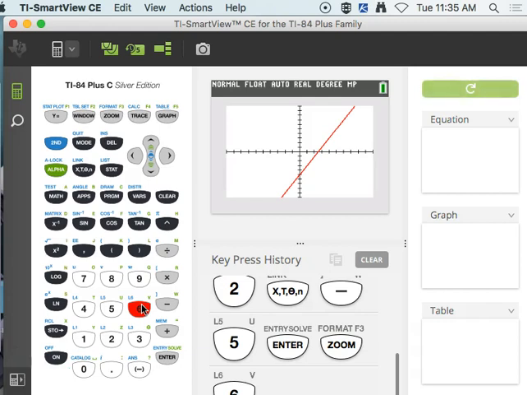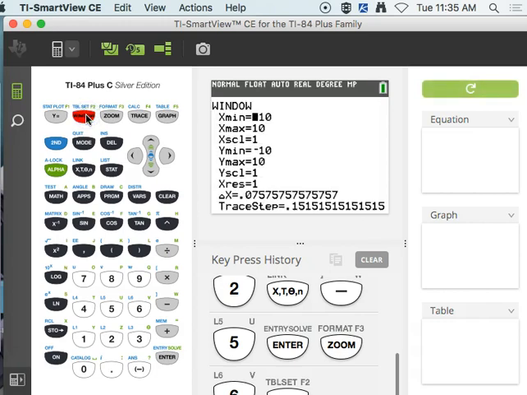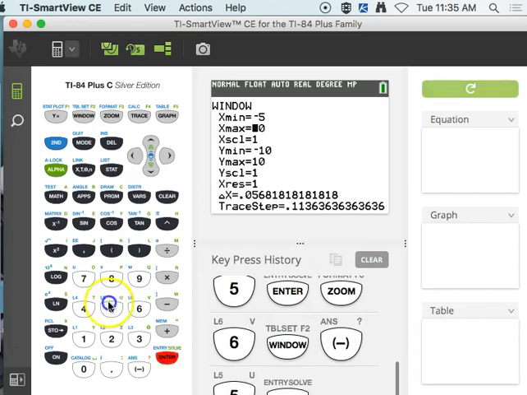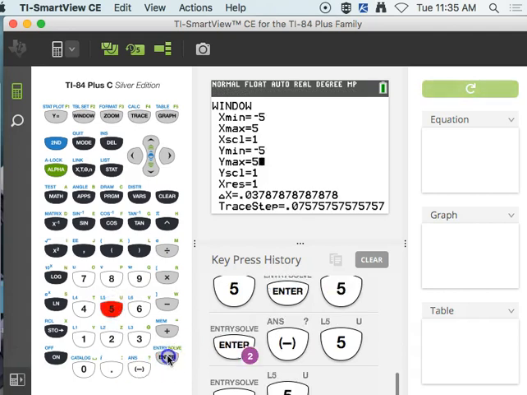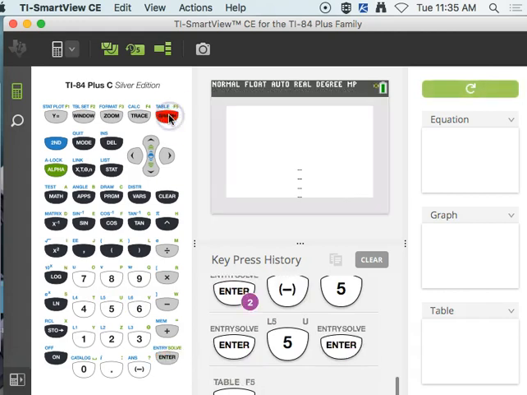Now, window is fine for this. But we might want to say, hey, let's take a little closer look at just that spot. I don't think I need to go from negative 10 to 10. Maybe I'll go from negative 5 to 5. So I go into my window, and I just change my x's and my y's so that I'm seeing a closer up view, a zoom view, and hit graph. Looks like 2.5, but looks is not what we're going for. We're looking for is it.